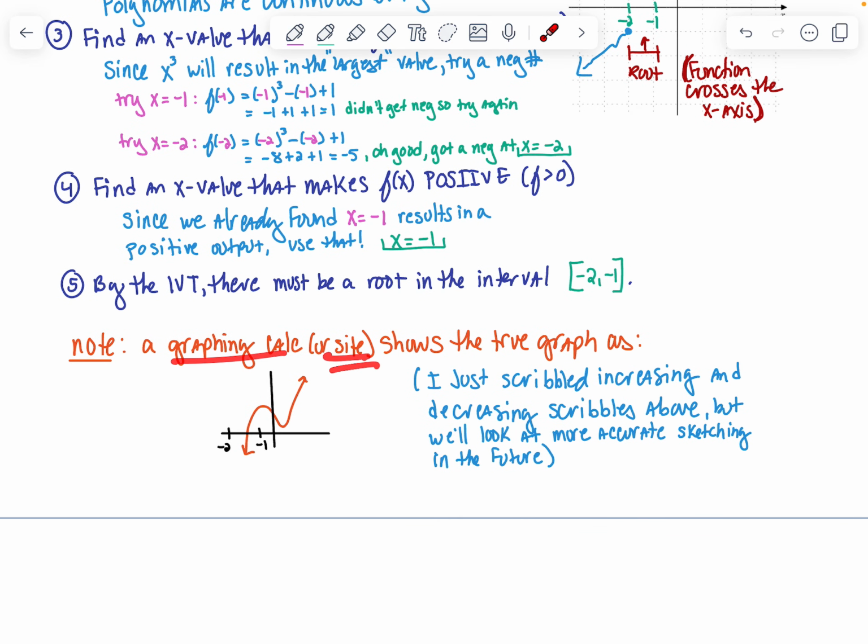If you used a graphing calculator or some sort of graphing site like Desmos, you would see this is what the picture actually looks like. And sure enough, in between -2 and -1, I'm going to have a solution. Keep in mind, maybe you started with -5 and -1. That would be fine, just stating that therefore by the intermediate value theorem.